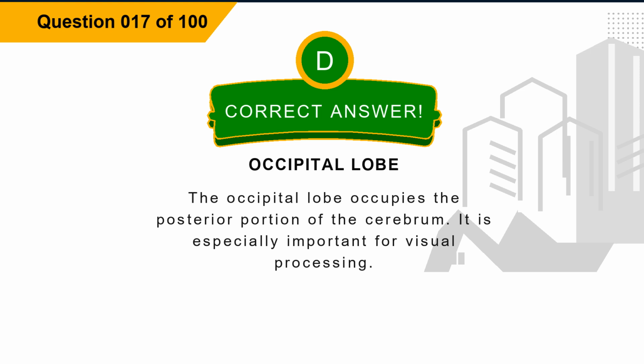Occipital lobe. Explanation. The occipital lobe occupies the posterior portion of the cerebrum. It is especially important for visual processing.